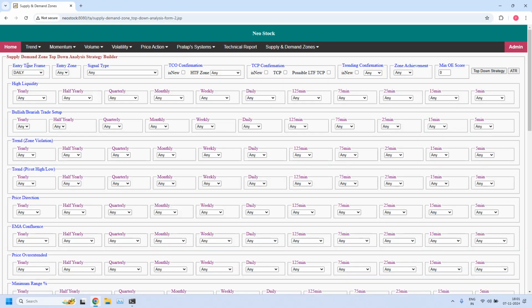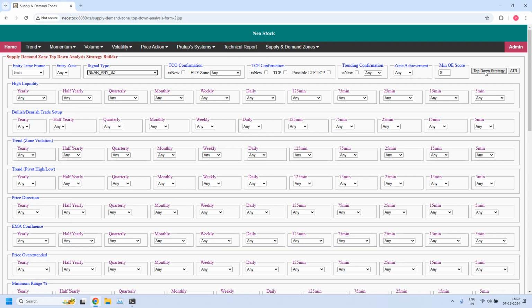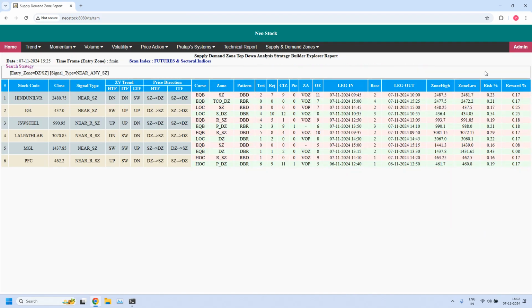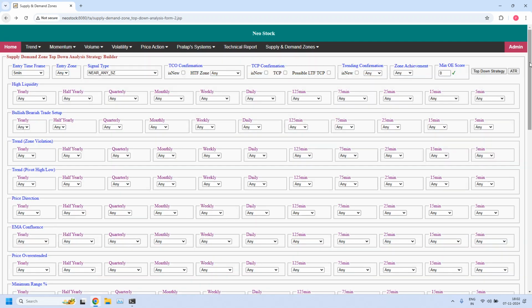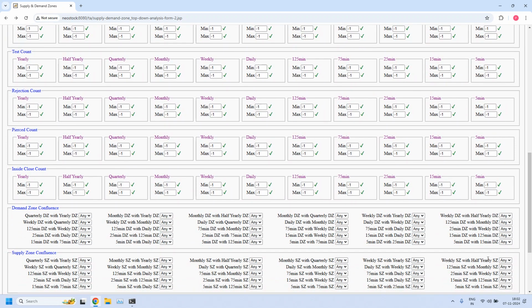Next, for 5 minutes time frame, let's find the stocks near the 5 minute supply zone. 6 stocks are filtered. So let's verify any of these supply zones are having ITF supply zone confluence. That is 5 minute supply zone with 15 minute supply zone confluence. I am enabling that filter.